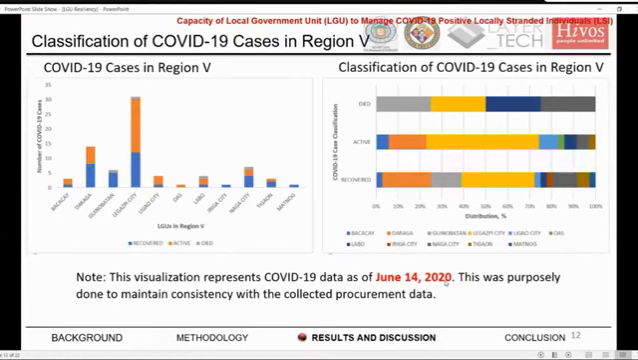Going now to what we have seen for Region 5, most COVID-19 cases were from Legazpi, Iriga, and Naga City. The orange on the left figure indicates the active cases, and the right side shows the distribution. It tells us that most reported positive cases are from the major cities in Region 5.